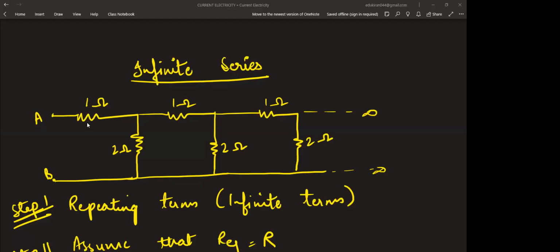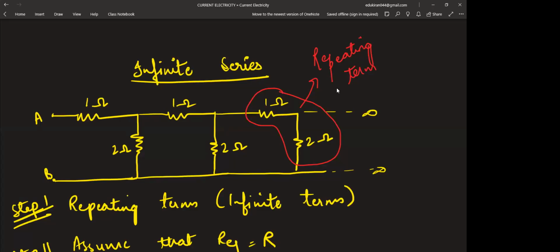See, like you have 1 ohm here, you have 2 ohms here, then 1 ohm here, 2 ohm here, then 1 ohm here, 2 ohm here. Can you see a pattern? 1 ohm, 2 ohm, 1 ohm, 2 ohm. This is a pattern. So what you have to do, you first have to identify the repeating term. Which term is repeating? Like this term, if you see, this is the repeating term.